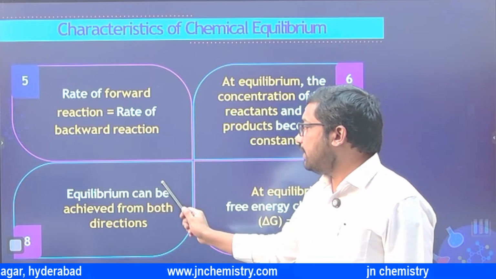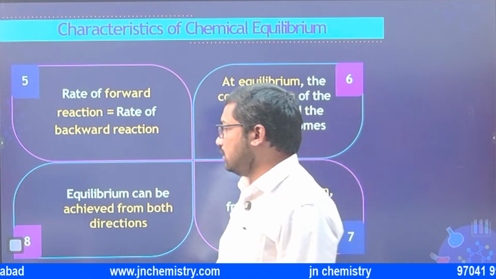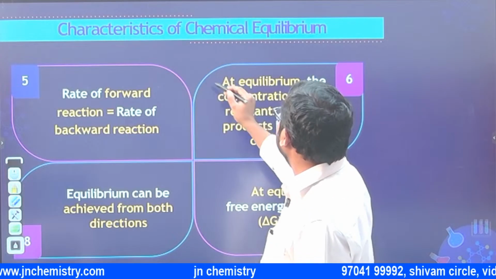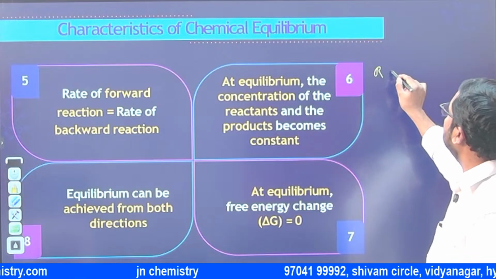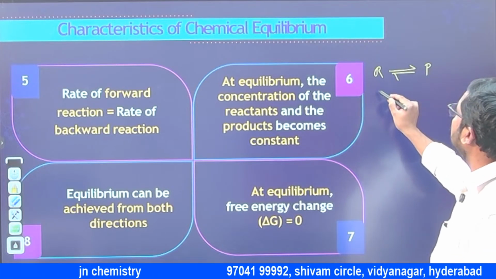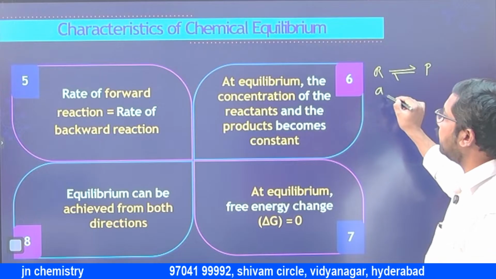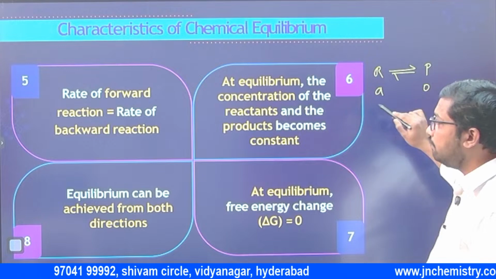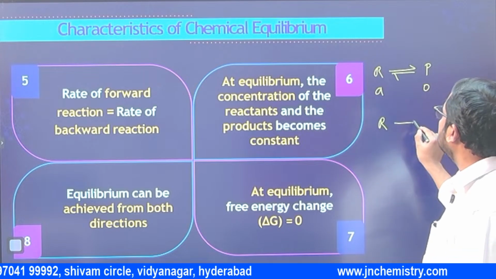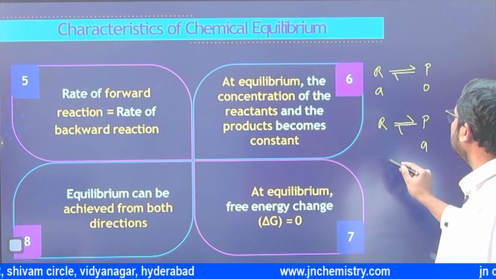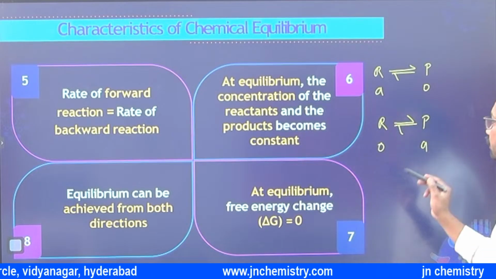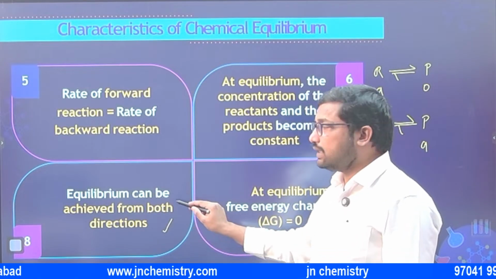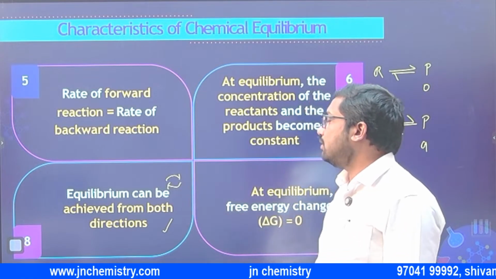This is important. Equilibrium can be achieved from both directions. What do both directions mean? Imagine reactant is converted to products, and here the concentration of A is 0. In this case equilibrium is established by the forward direction. Like this also it happens: we take some product concentration and the reactant concentration is 0, so the backward side also works. Equilibrium can be achieved from both directions, either forward as well as backward.